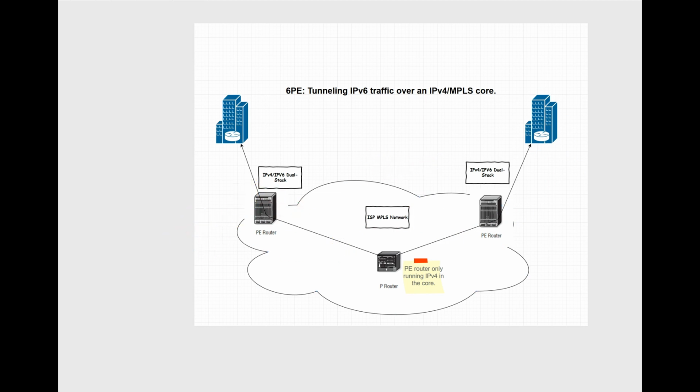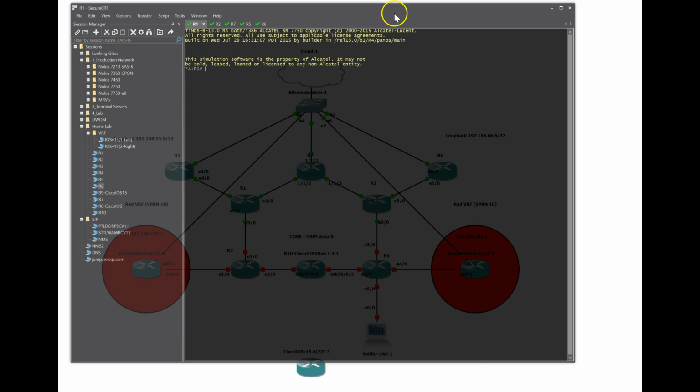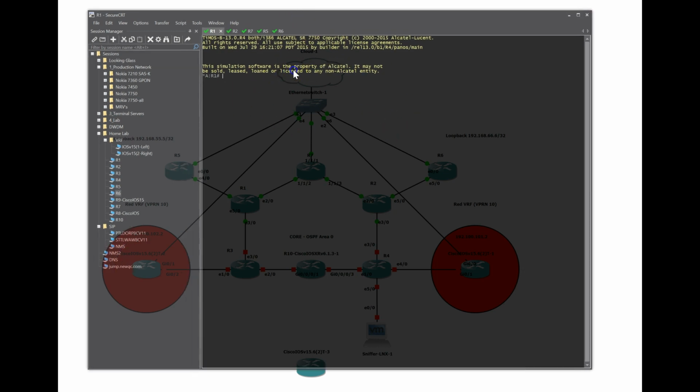So we'll pull up our actual topology. Customer site, IPv4 core P router, and our dual stacked PE routers. Alright, so let's just start with router 5. We'll go from the left to the right and work our way over.